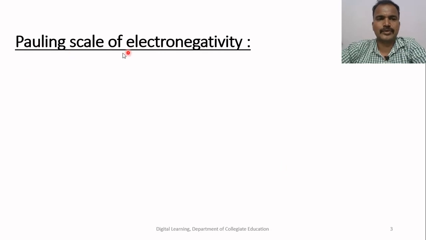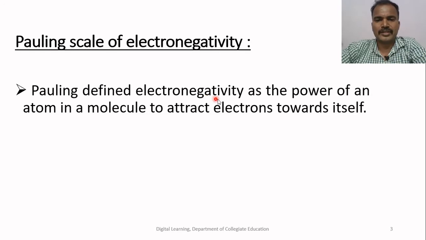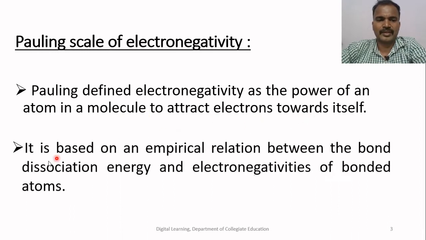The first one is the Pauling scale of electronegativity. Pauling defined electronegativity as the power of an atom in a molecule to attract electrons towards itself. It is based on an empirical relation between the bond dissociation energy and electronegativities of bonded atoms.